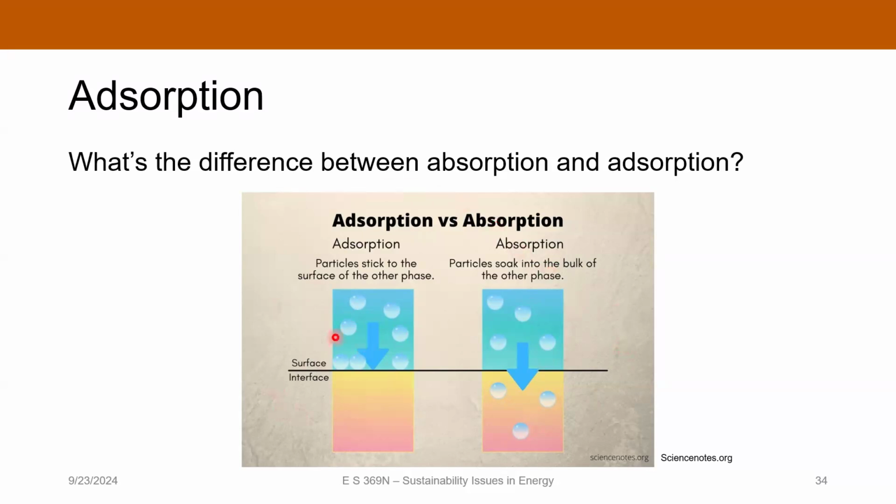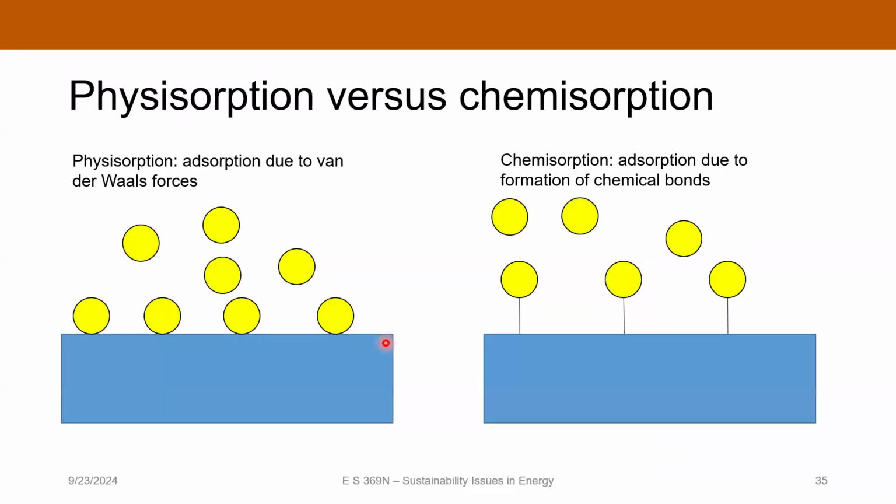So for adsorption, again, we've just got an interface here. We want to get the CO2 molecules to stick to some kind of an interface when we do this. And there's two ways of doing that. One is called physisorption, and the other is called chemisorption. In physisorption, we have van der Waals forces that are attracting the molecules to the surface and causing them to stick there. In chemisorption, the molecules actually interact chemically with the molecules on the surface and form chemical bonds. So either one can work pretty well.